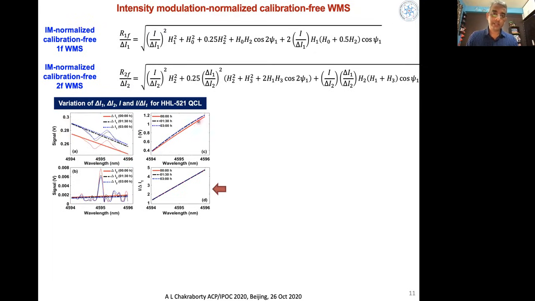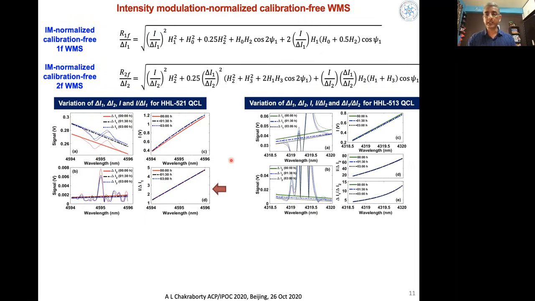So here is the intensity variation, and you can see the intensity modulation variation. But if you take the ratio again, this is rock solid. And this is over a period of several hours, which is very pleasing. You can do the same thing for the nonlinear intensity modulation, which would be relevant in this case.